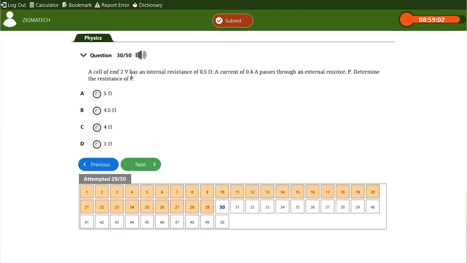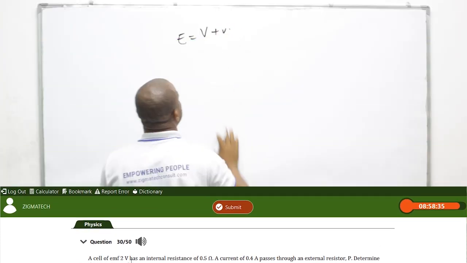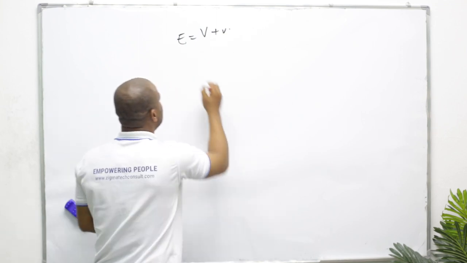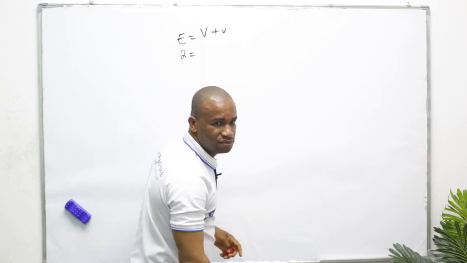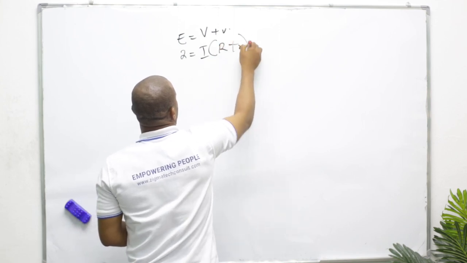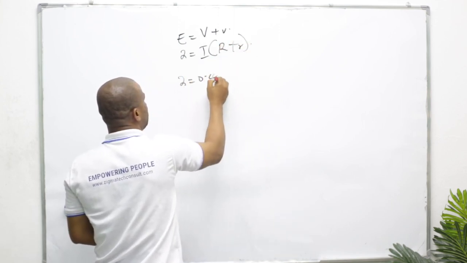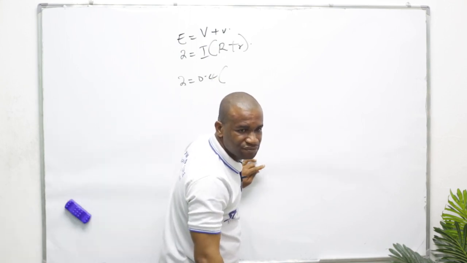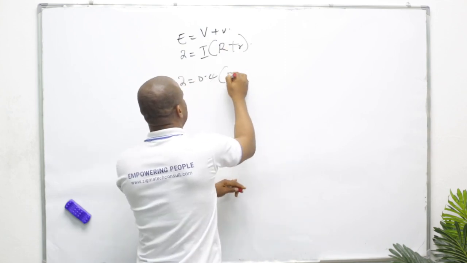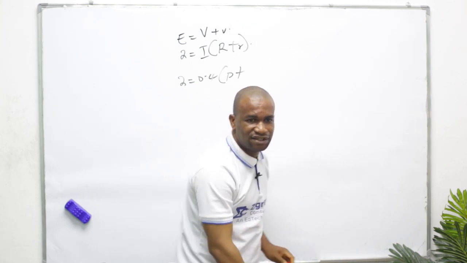A cell of EMF 2 volts has an internal resistance. The EMF is the potential difference plus the lost volt. EMF is 2, then current is given by E over R plus r. So 2 over R plus r is equal to 0.4 ampere, which passes through the external resistor P. The total resistance is P plus the internal resistor.